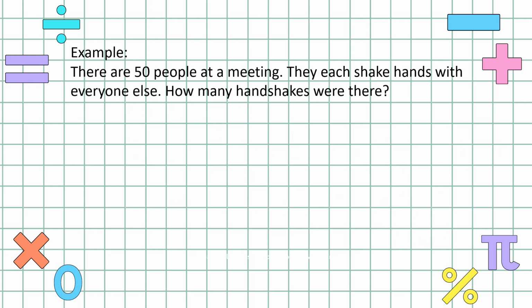And for your task, here it is. There are 50 people at a meeting. They each shake hands with everyone else. How many handshakes were there? So how many possible handshakes can we make out of this scenario?